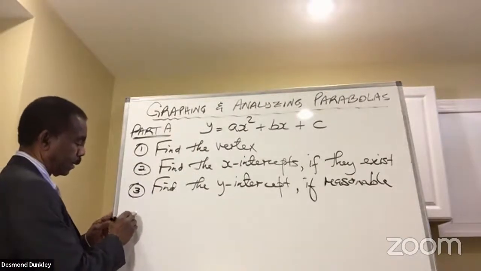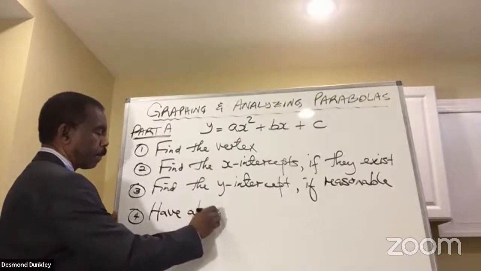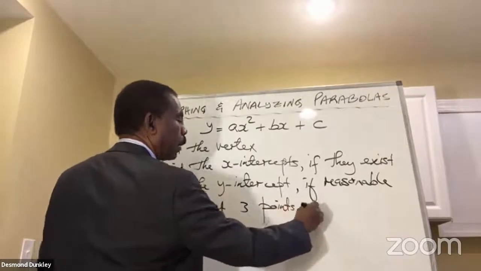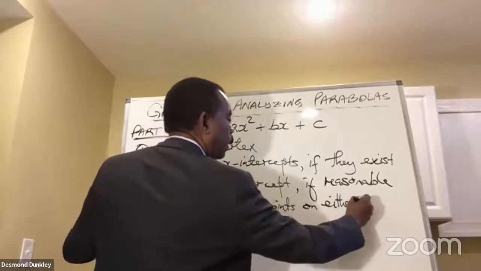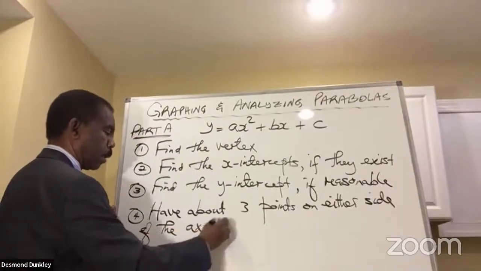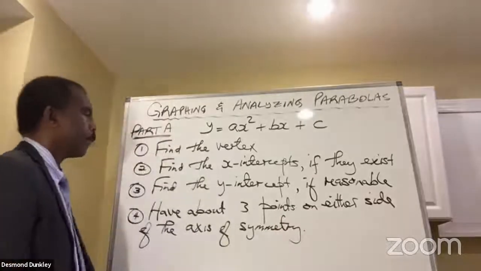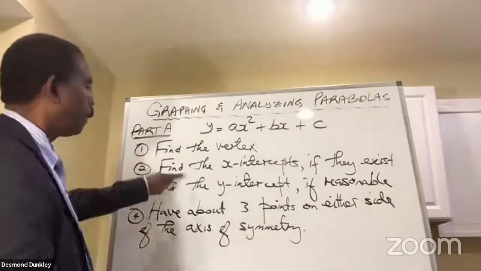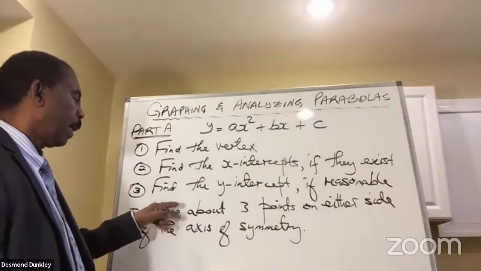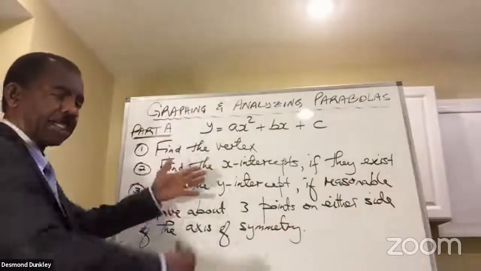And next thing is have about 3 points on each side. So again, find the vertex, we'll discuss that. Find the x-intercepts if they exist, we'll discuss that. Find the y-intercept if it is reasonable, we'll discuss that. And then we should aim to have about 3 points on the left of your axis of symmetry, 3 points on the right. And then we just connect.